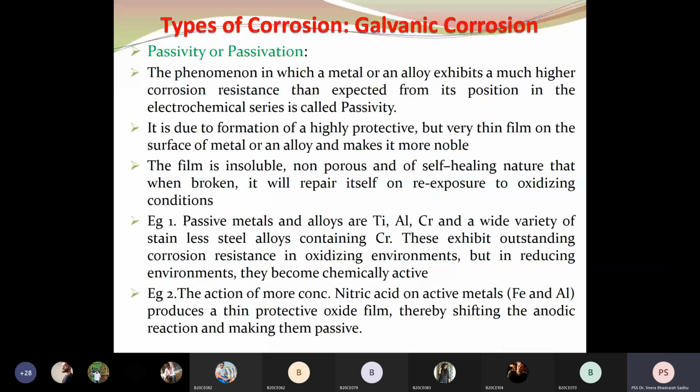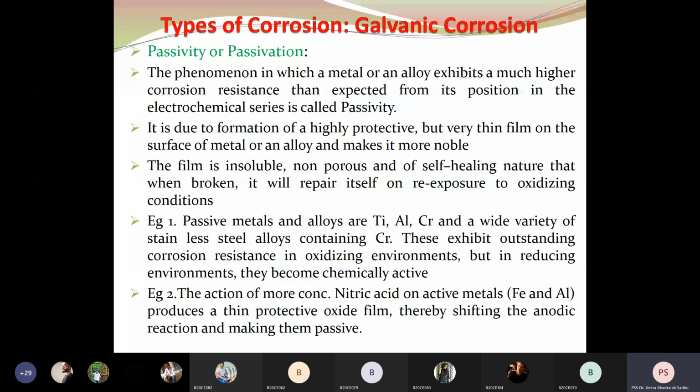So we will talk about passivation, the galvanic corrosion, and we will also discuss how to control the corrosion and what the factors affecting the corrosion are. Okay, the passivation. So what do you mean by passivation? Passivation is a phenomenon in which a metal or alloy exhibits much higher corrosion resistance than its position in the electrochemical series. So it's called passivity.